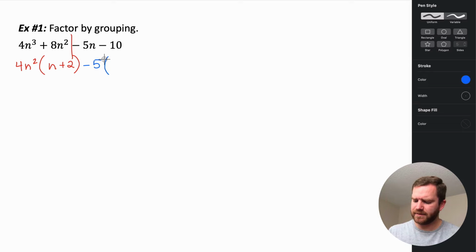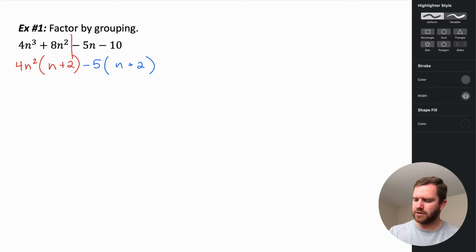So negative 5 times a positive 1 will give me negative 5, and negative 5 times n would give me the n. So it's actually going to be a positive 1n, right? And we, again, don't need to write the coefficient there. Negative 5 times what gives me negative 10? Well, I'm going to multiply by a positive 2, because a negative times a positive gives me a negative.